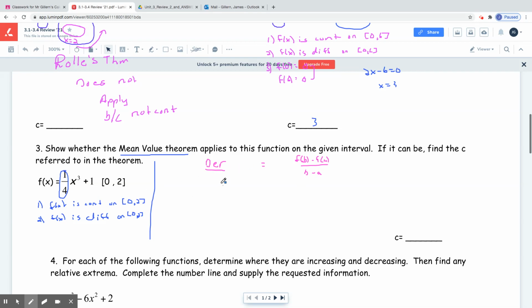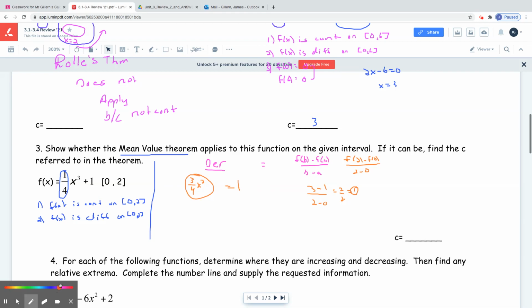So the derivative of 1/4 x cubed is 3/4 x squared. The derivative of 1 is obviously 0, so there's our derivative. All right, so now I have to do f of 2 minus f of 0 all over 2 minus 0. All right, f of 2, 2 cubed is 8. 1/4 of 8 is 2. 2 plus 1 is 3. When I plug in 0, I get 1. So I get 2 over 2, which is 1. So I have 3/4 x squared equals 1. That's what I want to solve for.